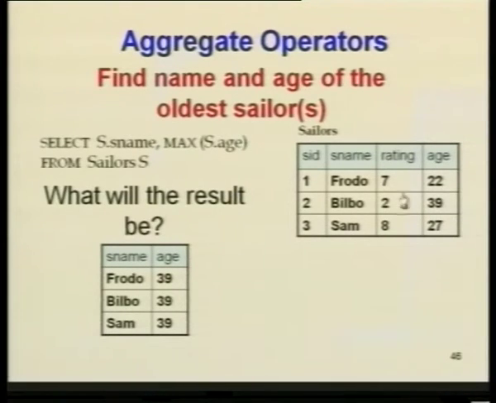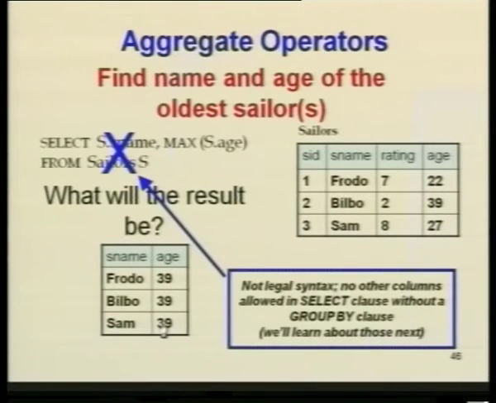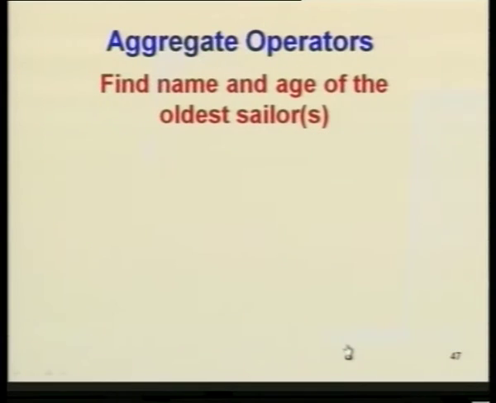Here the ages are 22 and 23, so this 27 should not come. If Frodo and Sam had 39, you would have got this as the answer. So, this is not a legal sentence. No other columns are allowed in the select clause without a group by. We will learn about these as we go along.